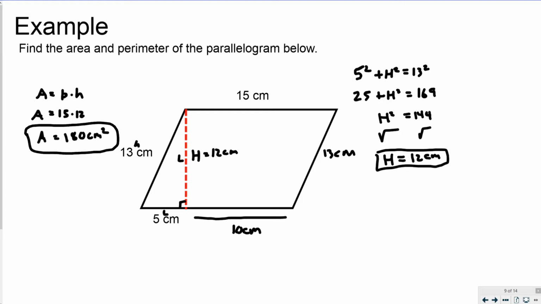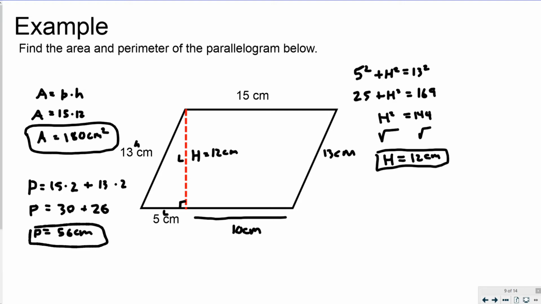And then to calculate the perimeter, I just have to add up all the sides together. The perimeter is equal to 15 times 2, because they've got two sides of 15, plus 13 times 2. So the perimeter here would be 30 plus 26. So then the perimeter is 56 centimeters.